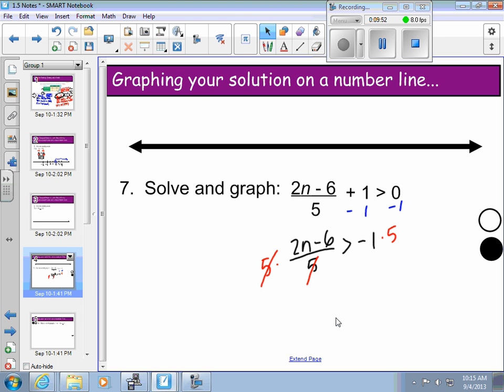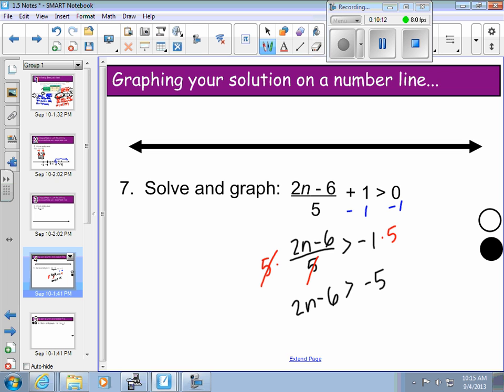On the left, we're going to be left with 2n minus 6. -1 multiplied by 5 is going to be -5. Do we need to reverse the symbol because we're multiplying? No, not here because we're multiplying by a positive number, not a negative number. So our inequality symbol stays the same. All right, now we're getting closer.